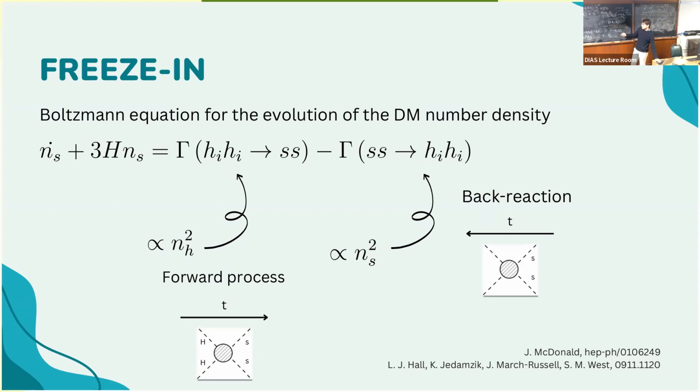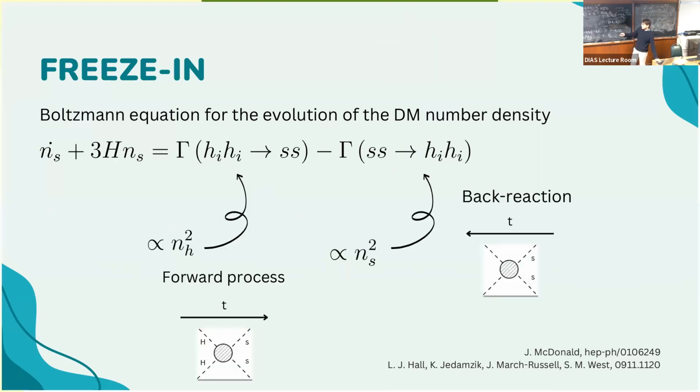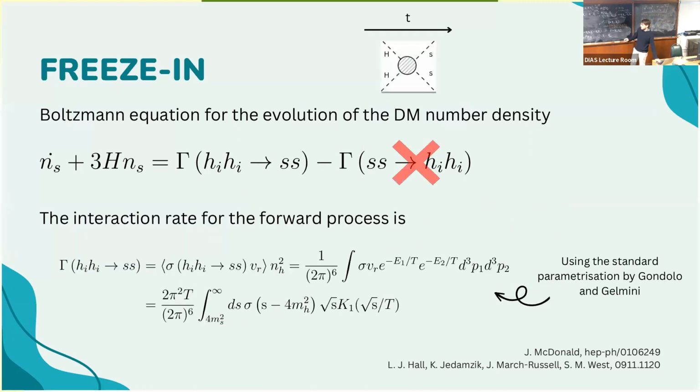The nice thing about freezing is that you can completely remove this term, because this goes as the number density squared, and as we said, we need to assume negligible initial abundance. So we can neglect this term in our computation. So just to clarify, you're assuming pairwise annihilation, but the only vertex is pairwise production and pairwise annihilation.